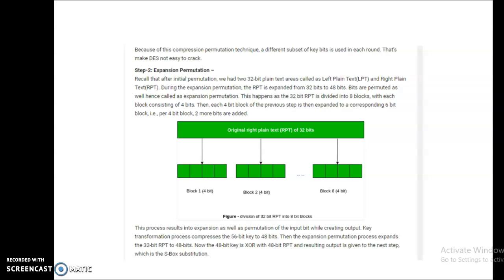The key transformation process compresses the 56-bit key to a 48-bit key. Then the expansion permutation process expands the 32-bit RPT to 48 bits. Now the 48-bit key is XORed with the 48-bit RPT, and the resulting output is given to the next step, which is the S-box substitution. So thanks. This is all about the DES algorithm, and next we will see some other algorithm.